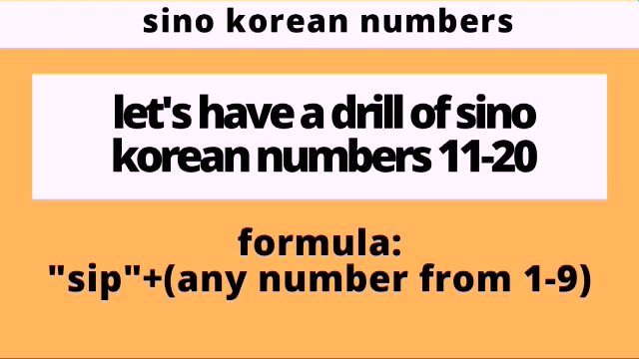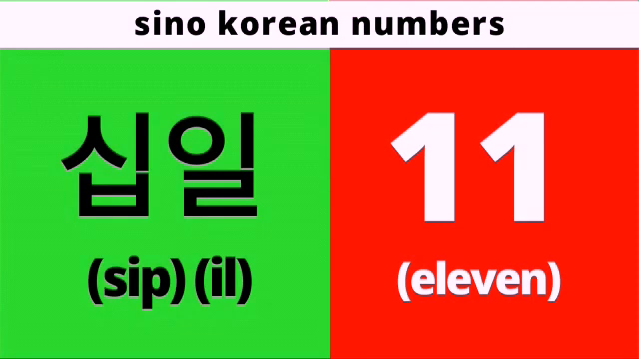Right now, let's have a drill of Sino-Korean numbers 11 to 20. We just have to follow the formula, ship plus any number from 1 to 9. That would be il, i, sam, sa, o, yuk, chil, pal, gu, ship. Let's have a run through of it right now. The Sino-Korean version of number 11 is ship il. Ship is 10 and il is 1. So 10 plus 1 is 11. So ship il is 11.